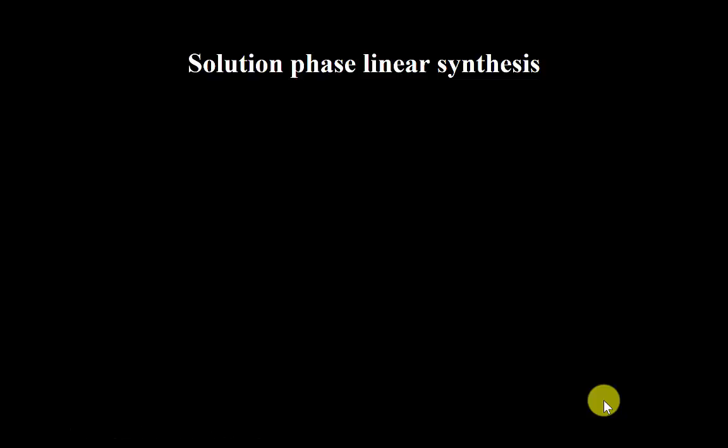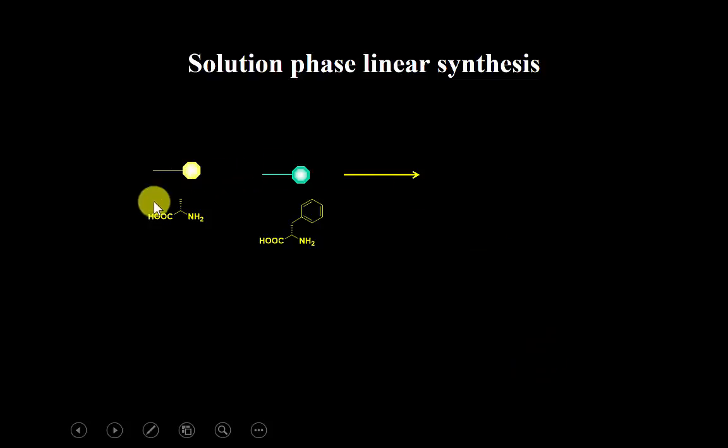Let's try to make a peptide. To make a peptide, you need one amino acid and then another amino acid. So the first amino acid is alanine, the second amino acid is phenylalanine, right? If you want to combine these two, we have two reactive functional groups. One is the amino group and one is the carboxylic acid group. Amino group and acid group, that's why we call the building blocks of protein amino acids.